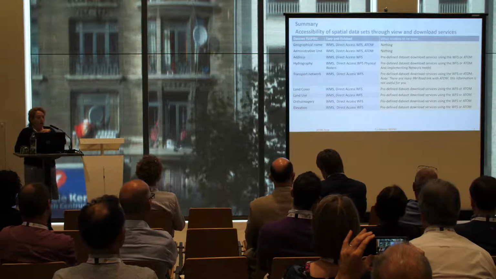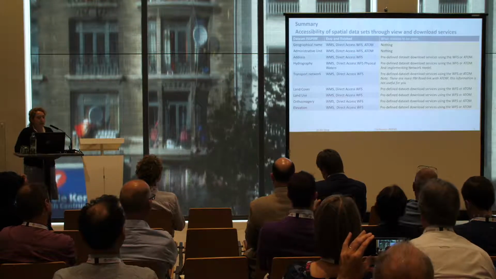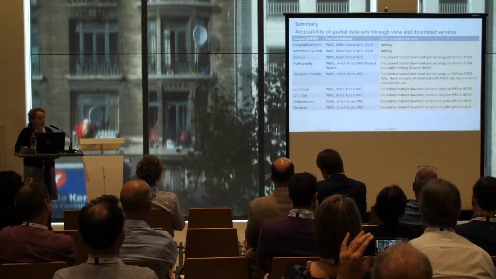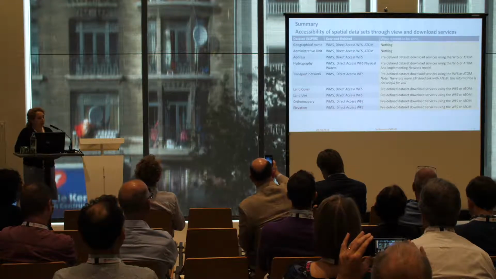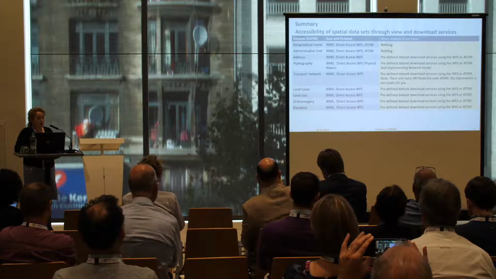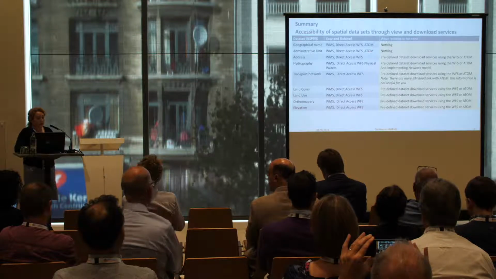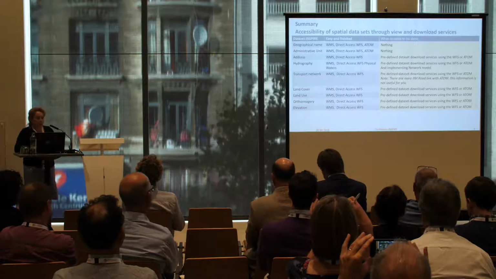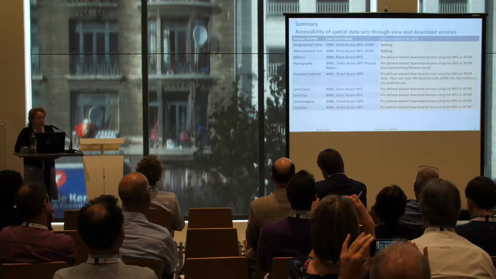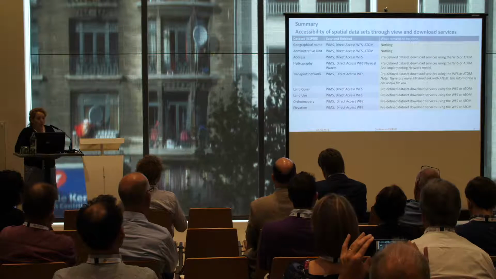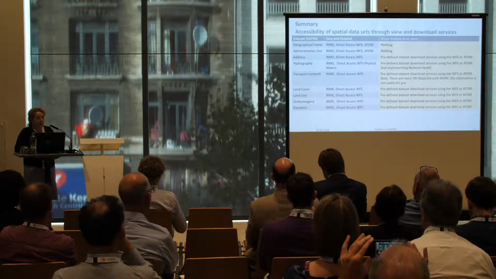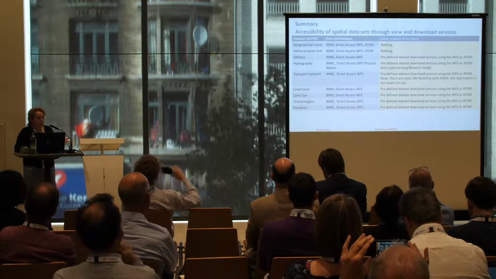This table is a summary of the accessibility of a spatial dataset through view and download services. All themes have web map service and direct access web feature service, but no predefined dataset download service using the web feature service. For example, in ATOM, transport network and hydrography is very difficult. There are more than 1 million road links with ATOM, and this information is not useful for you.